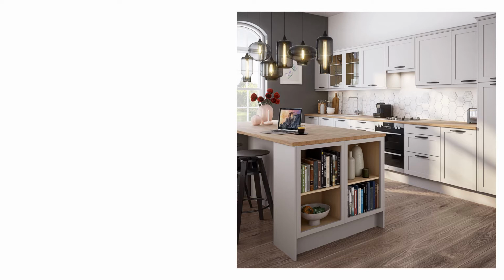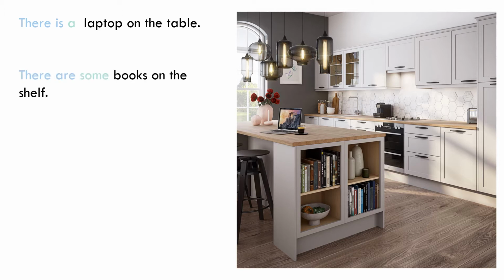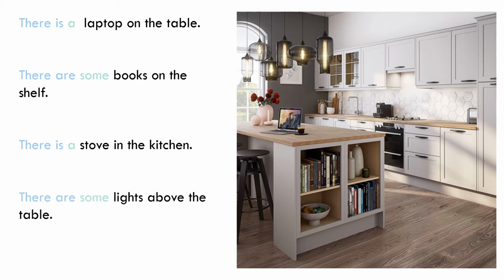Observe this picture. Look at what objects we can see there. We can see bottles, books, a laptop, a vase, some flowers, some lamps or lights, a faucet, a coffee maker, a stove, many counters, some shelves. We can say that there is a laptop on the table, or that there are some books on the shelf, and there is a stove in the kitchen, and there are some lights above the table.